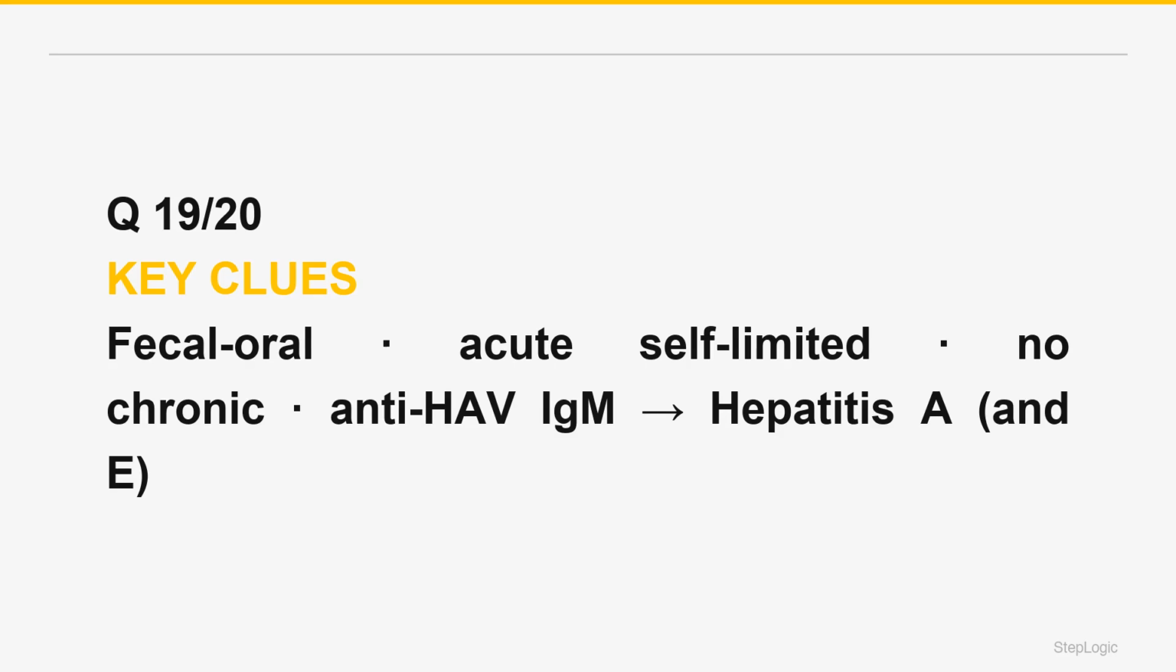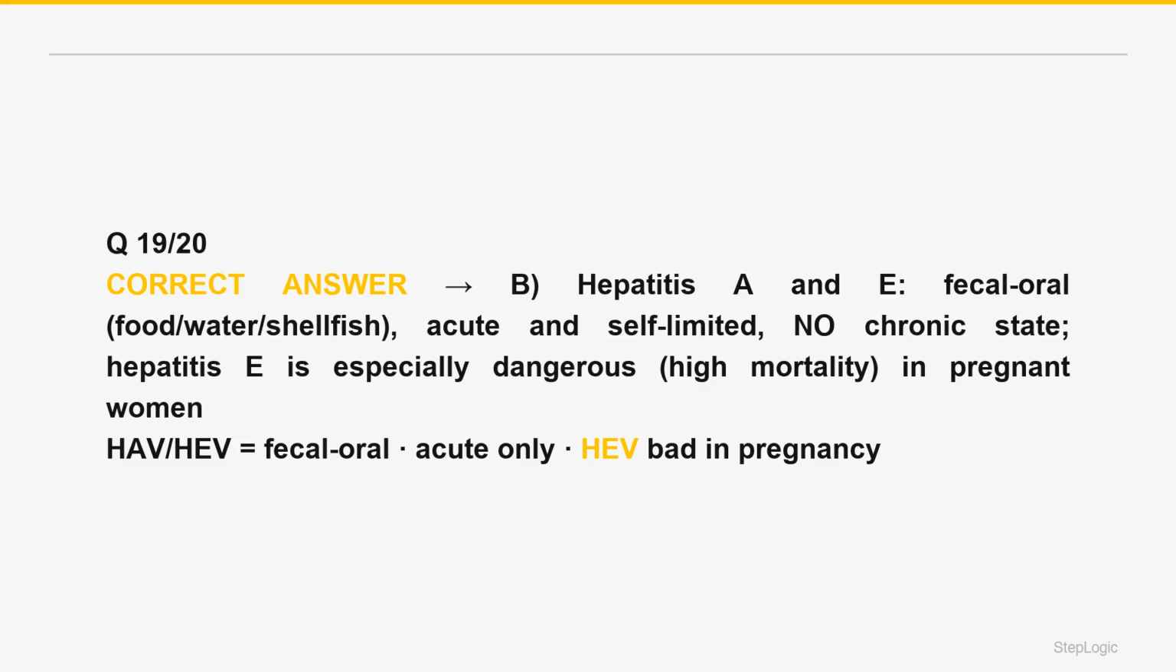Both are transmitted by the fecal-oral route, contaminated food and water, and, for HAV, raw or undercooked shellfish, often in travelers or outbreaks. They cause an acute, self-limited hepatitis: fever, malaise, nausea, RUQ pain, jaundice, very elevated transaminases, and importantly do not progress to chronic infection or cirrhosis. The mnemonic: the vowels A and E hit the bowel and don't go chronic. The correct answer is B.